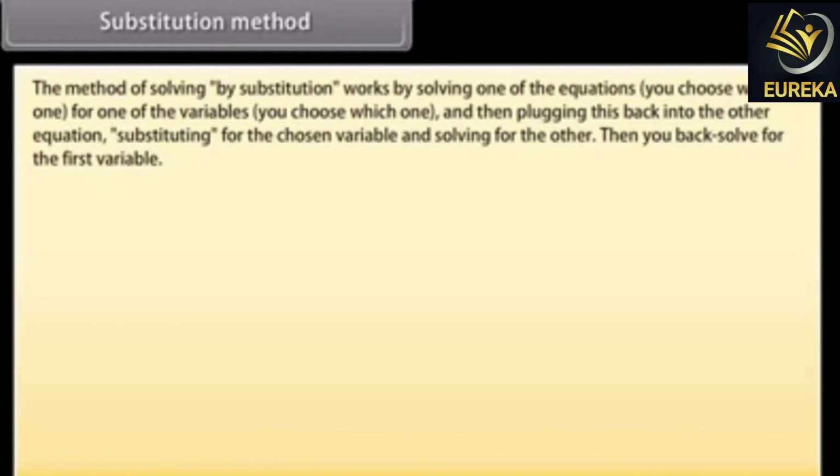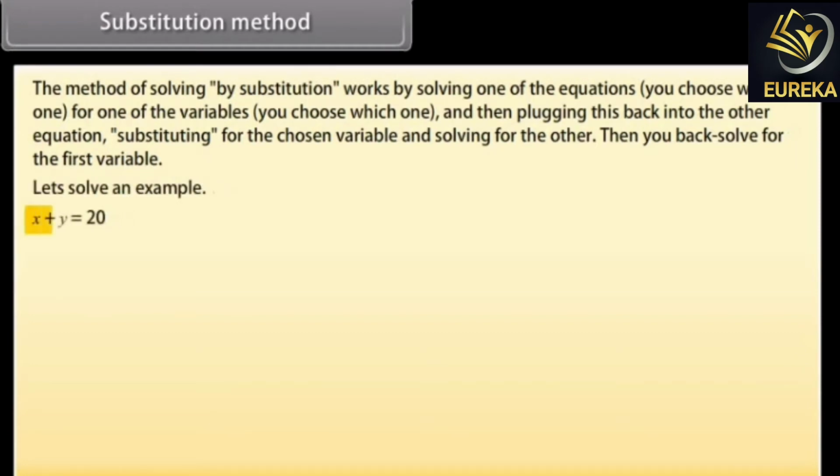Substitution method. The method of solving by substitution works by solving one of the equations, you choose which one, for one of the variables, you choose which one, and then plugging this back into the other equation, substituting for the chosen variable and solving for the other. Then you back solve for the first variable. Let's solve an example. x plus y is equal to 20. x minus y is equal to 10.